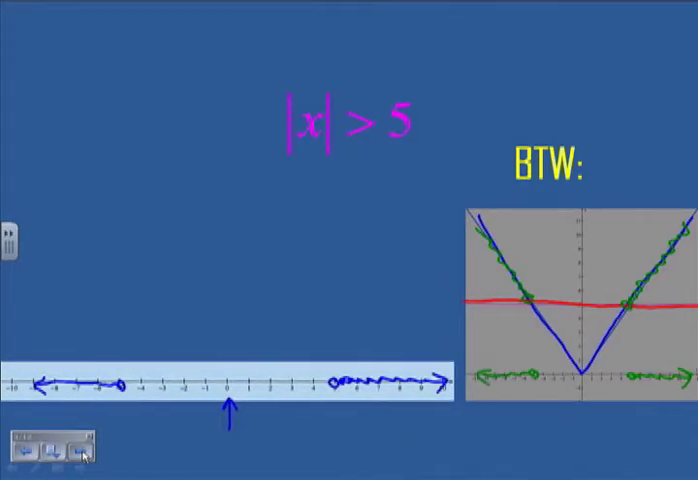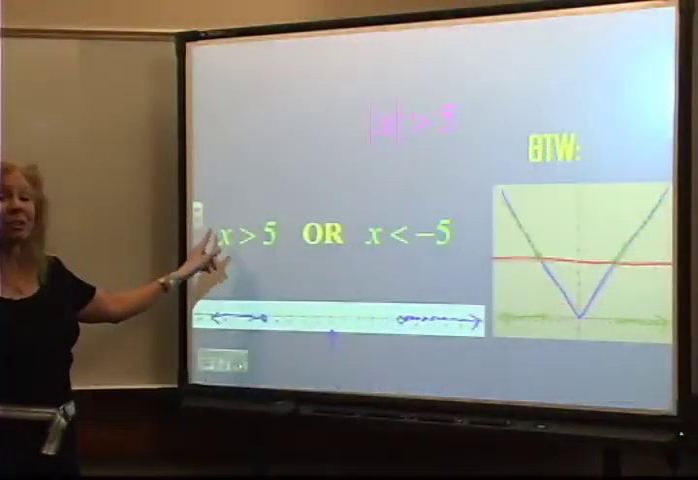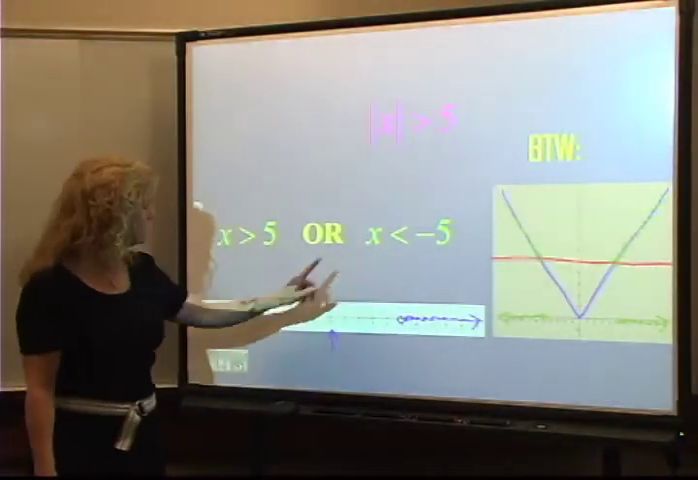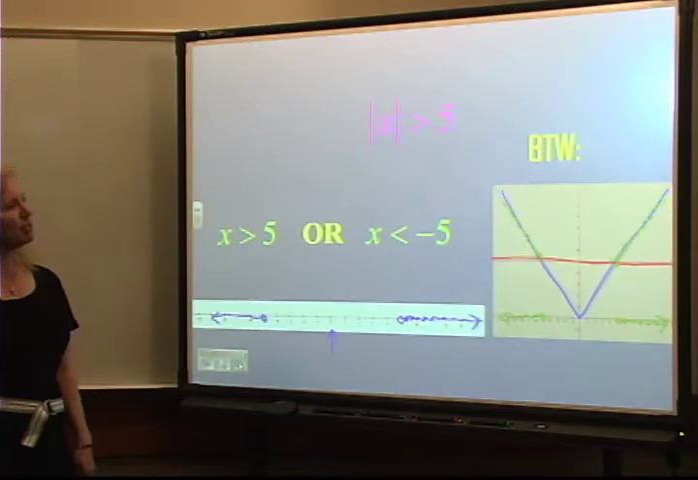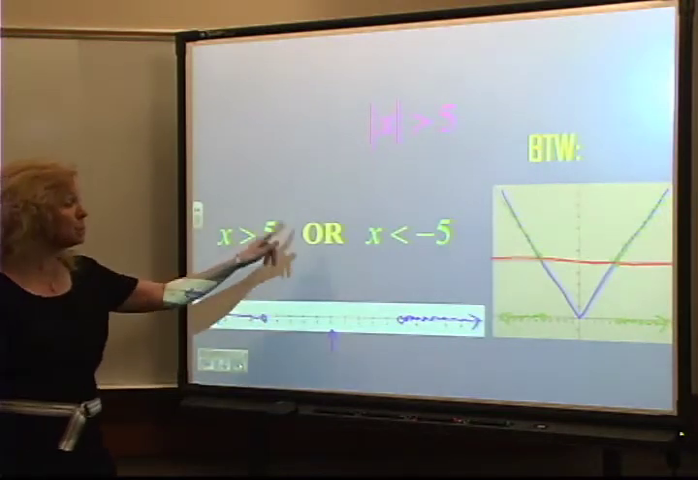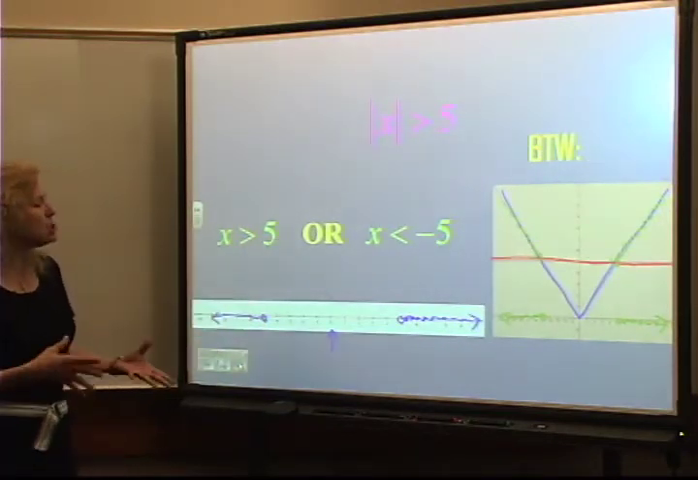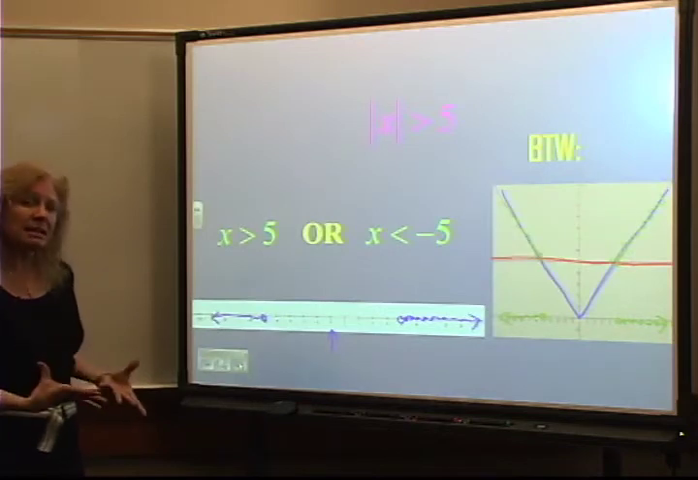Just another way of looking at the very same problem. Okay? Now, by the way, another way we can write this is certainly with the nice little inequalities. X is greater than 5 is this one, and x is less than negative 5 is over here on the left. And my connecting word is or. These two things cannot happen simultaneously.